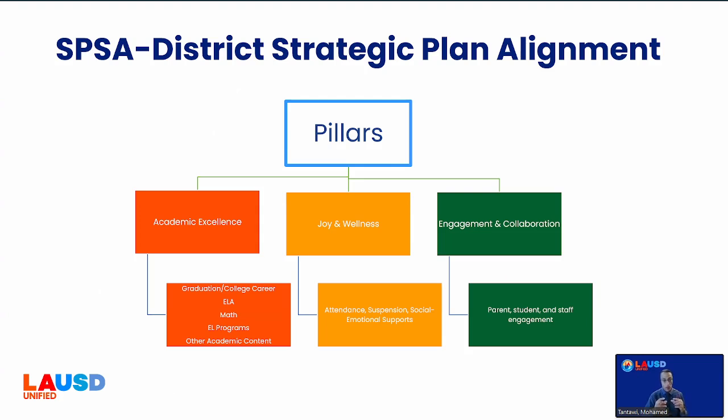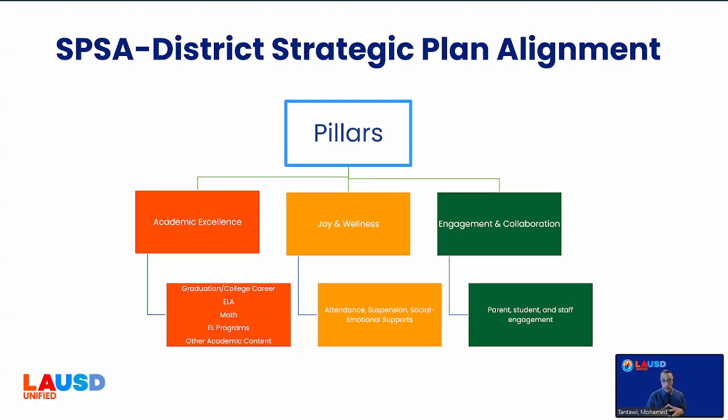And within pillar number 1, there are sub-pillars for graduation, college, career, which is required for high schools, but optional for elementary and middle schools. You will also address ELA, math, English learner programs, and other academic content is optional. This gives you the opportunity to address content areas such as science and social science in your plan. All of those are embedded within the academic excellence pillar number 1.